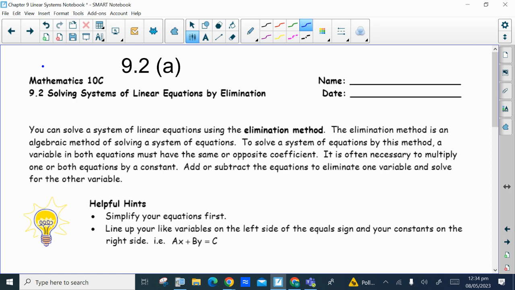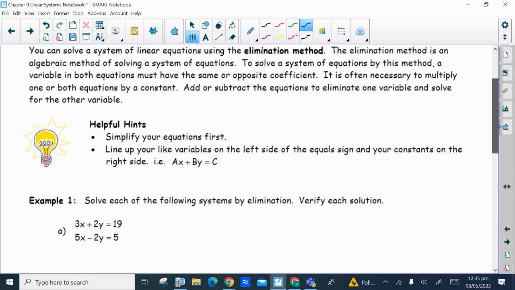Another way is by using something called elimination. You can solve a linear system of equations using this elimination method. It is an algebraic method of solving a system of equations. To solve equations by this method, a variable in both equations must have the same or opposite coefficient. Sometimes you need to multiply one or both equations by a constant so that you have the same or opposite coefficient in front of one of the variables. And then we either add or subtract the entire equations to eliminate one variable and solve for the other.